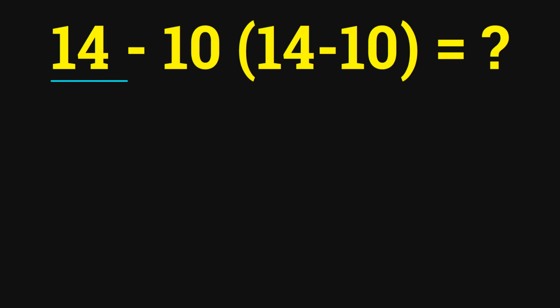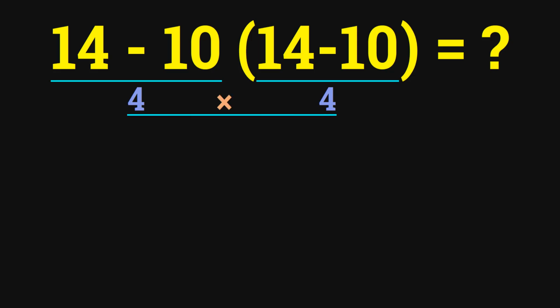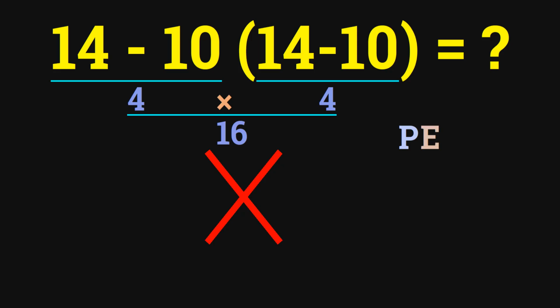14 minus 10 equals 4, and 4 times 4 gives us 16. But this answer is not correct because according to the PEMDAS rules, we must do first the parentheses, then the exponents, the next step multiplication or division, and finally addition or subtraction.